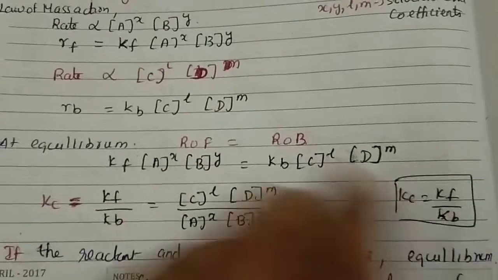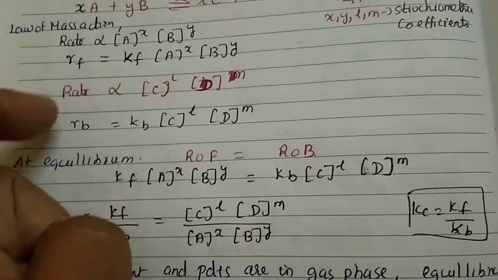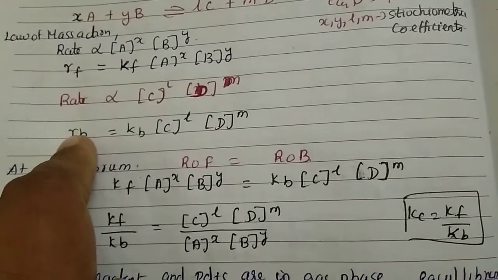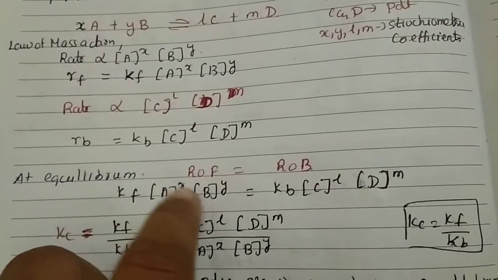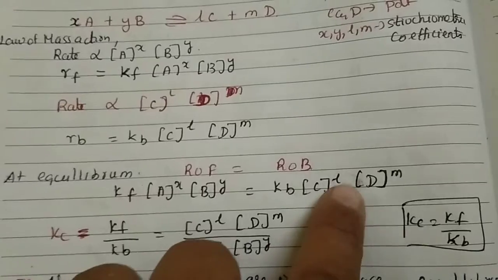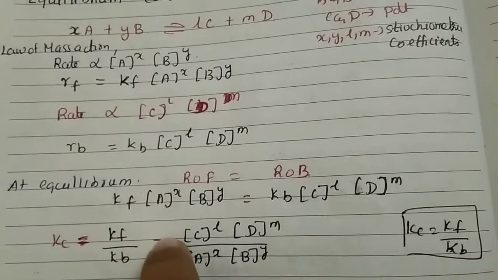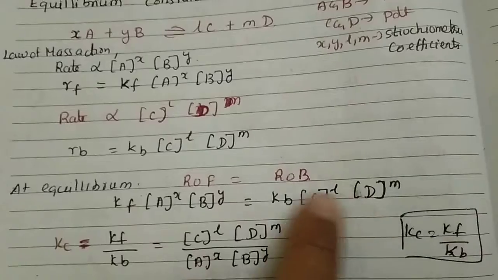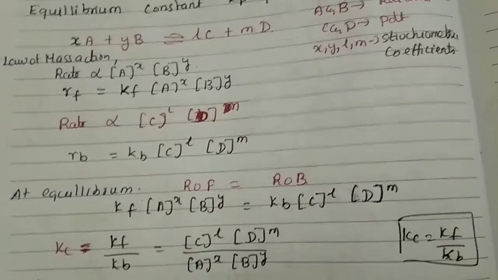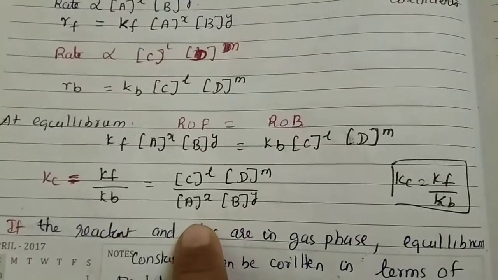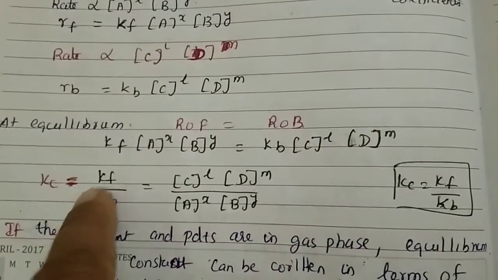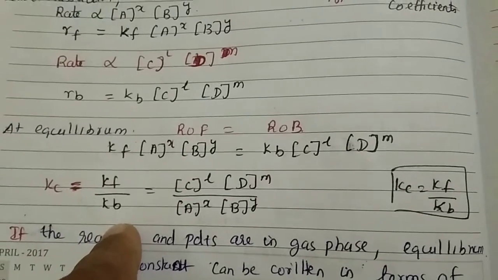So at equilibrium, the rate of forward reaction is equal to the rate of backward reaction. So Kf times A power x, B power y equals Kb times C power l, D power m. So Kf divided by Kb equals C power l, D power m divided by A power x, B power y. We are getting it like this. So Kc equals Kf by Kb.